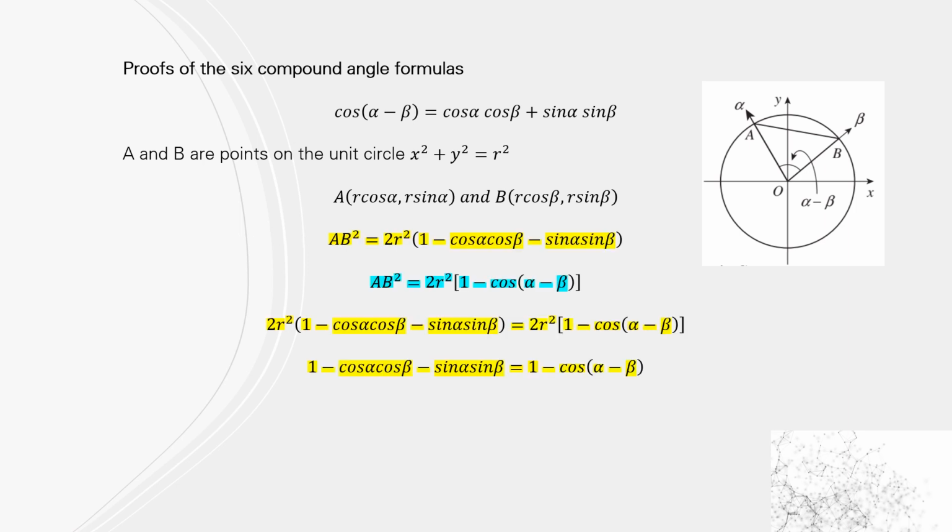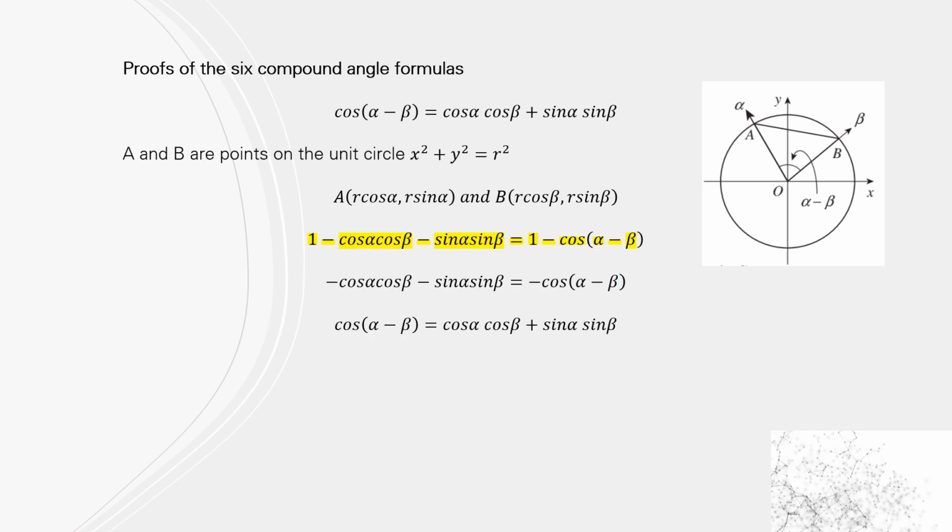So now we're going to equate those two. The yellow one was the first one we got, the blue one was the second one, allowing them to equal each other. And then if you divide by 2r squared on both sides, that leaves you with 1 minus cos alpha cos beta minus sine alpha sine beta equals 1 minus cos of alpha minus beta. Subtract the 1 from both sides, then multiply through by minus 1, and you get the formula we're after: cos of alpha minus beta is cos alpha cos beta plus sine alpha sine beta.